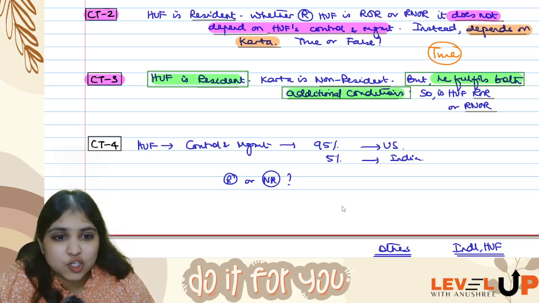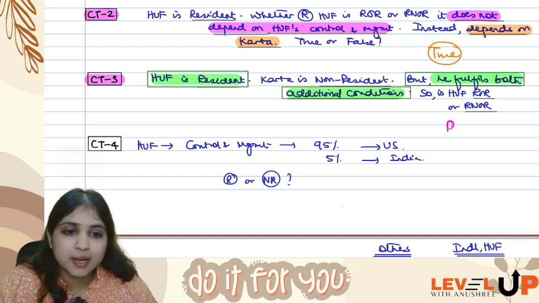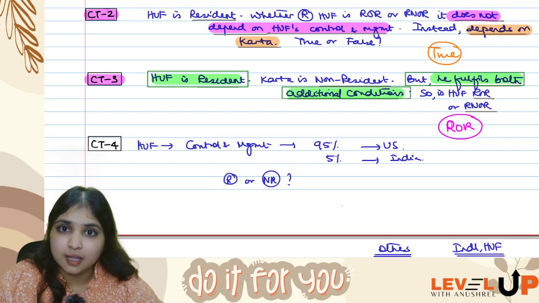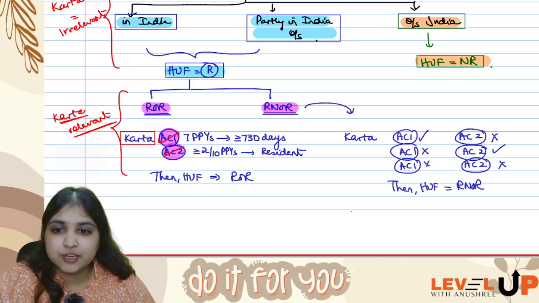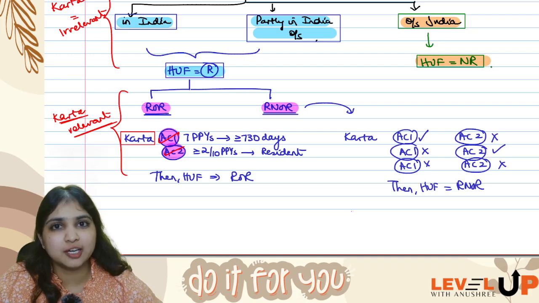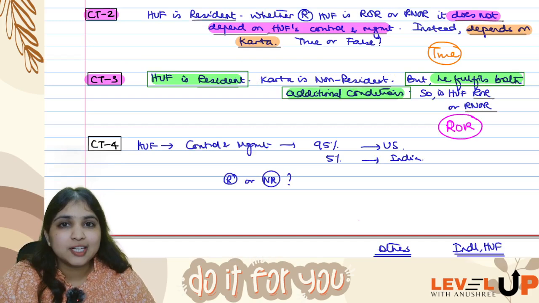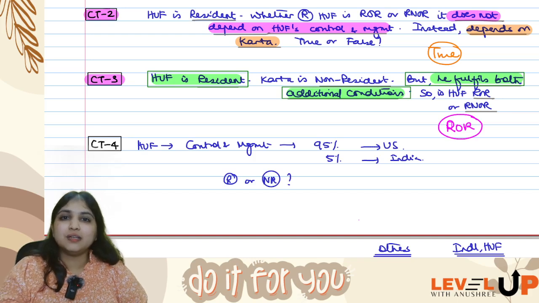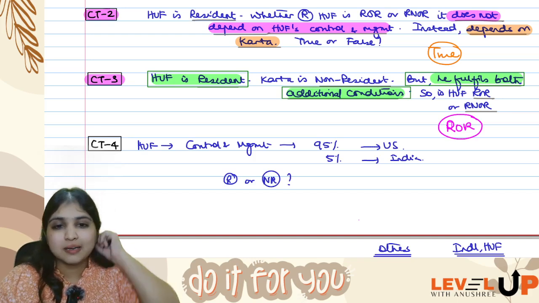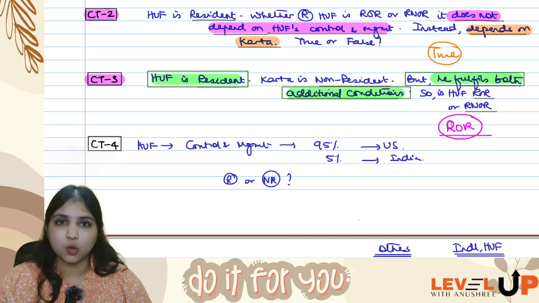So now, is the HUF an ROR or RNOR? The HUF is an ROR. All my conditions are fulfilled. Coming back to the flow chart, when will the HUF be ROR? First of all, the HUF should be a resident and the Karta should be fulfilling both the additional conditions. That is fulfilled over here. Whether the Karta is a resident or a non-resident, that is irrelevant. We are not even talking about that. What matters is that the Karta is fulfilling both additional conditions, so the HUF will become ROR.